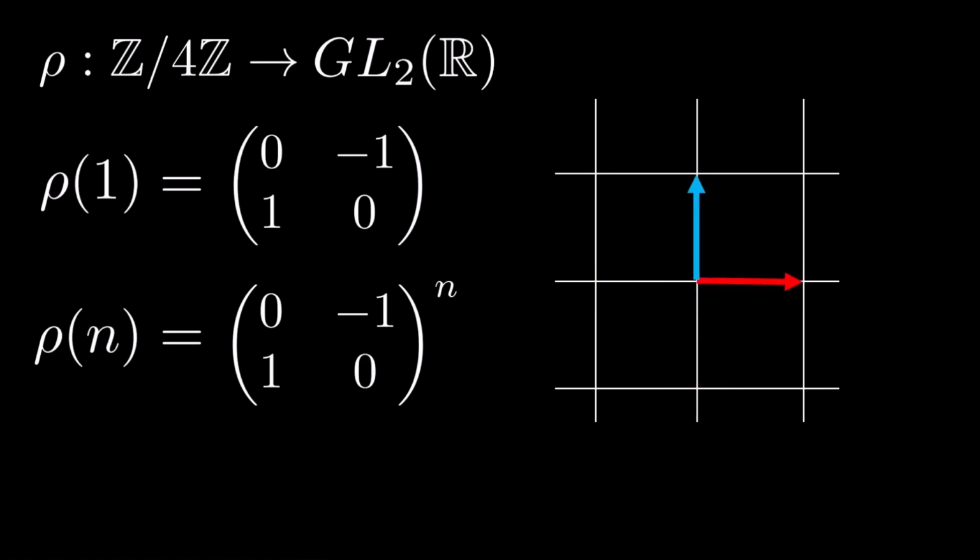Now, if you're especially observant, this might sound familiar. Do we really need matrices to describe these rotations? Can't we just use complex numbers? And that's exactly right. We actually don't need matrices.